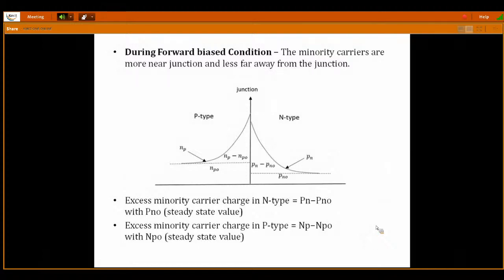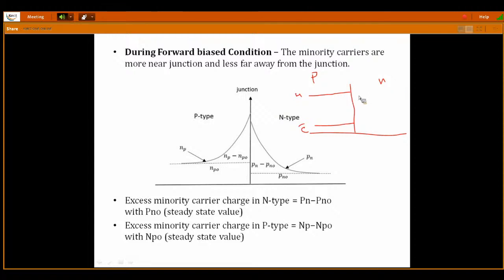Now what is going to happen in the forward bias condition? See, now I'm drawing a simple thing here. This is my junction. At this junction, this is my p-type material, and this is the n-type material. In the p-type, what are the majority charge carriers? Holes are there. Minority charge carriers are electrons.